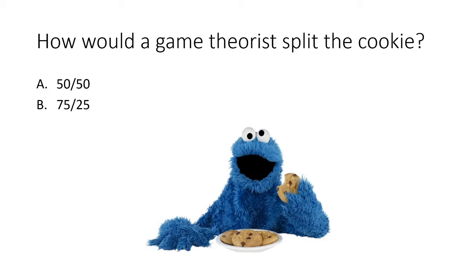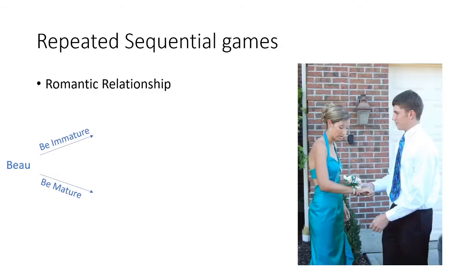If you said A, 50-50, you are correct, right? Both the boys wanted the biggest cookie they could possibly get, so by making the older boy split the cookie, he doesn't get to pick the bigger half. The younger cousin gets to pick the bigger half that he wants. We've talked about a one-shot sequential game. Now let's talk about repeated sequential games.